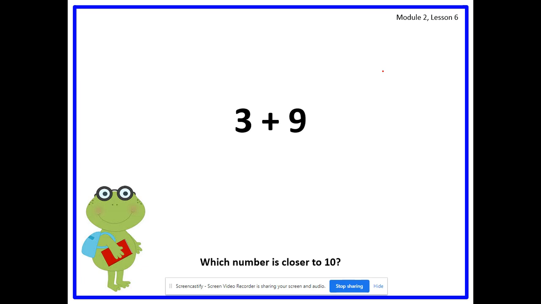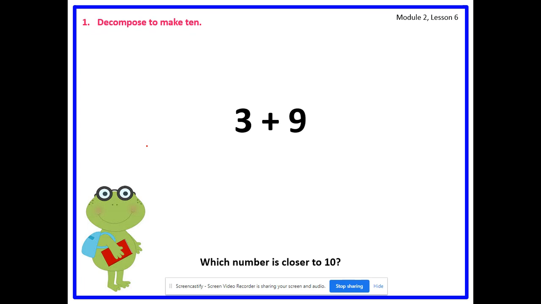Let's read the expression starting with 3. Get ready. Yes, 3 plus 9. Let me ask you this before we start. Which number is closer to 10? 3 or 9? Get ready. Yes, 9. So that means that we're going to make 10 with 9. Go ahead and write this expression on your whiteboard or your blank paper.